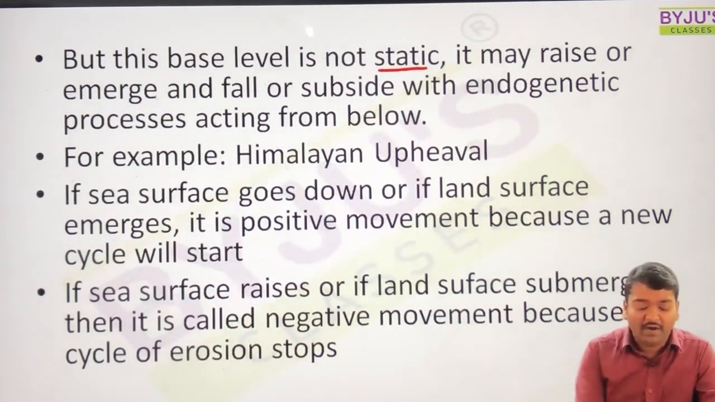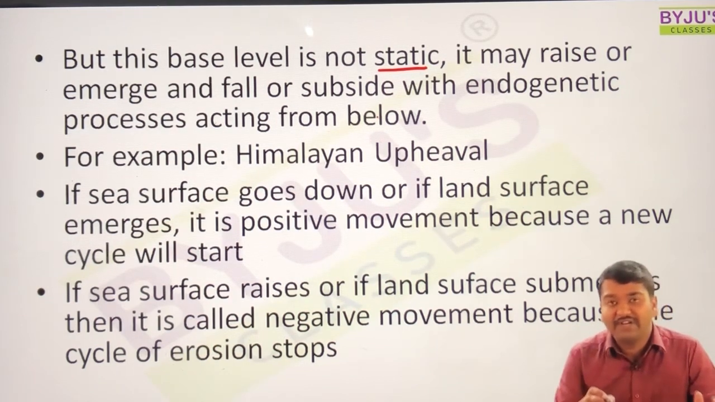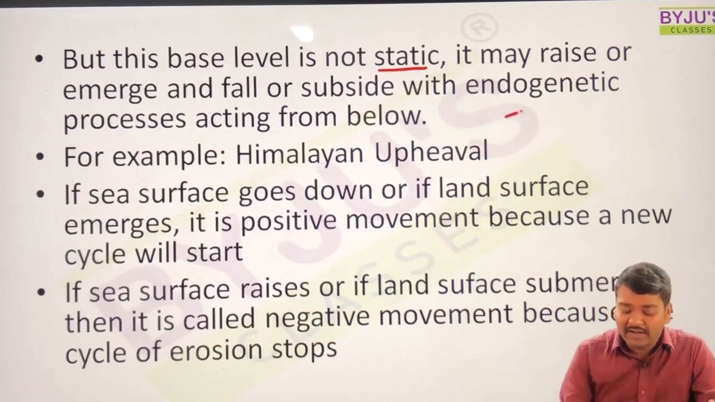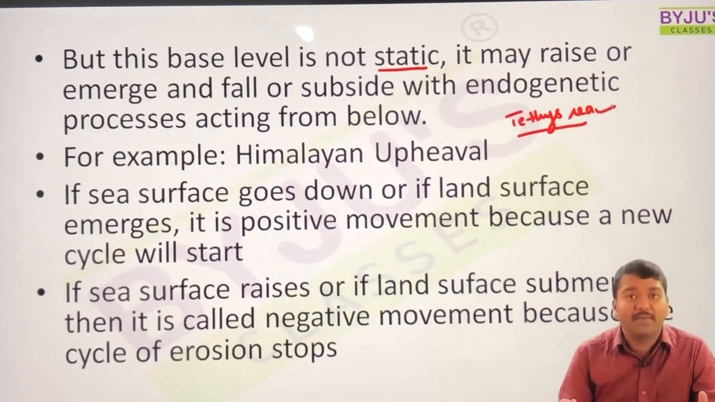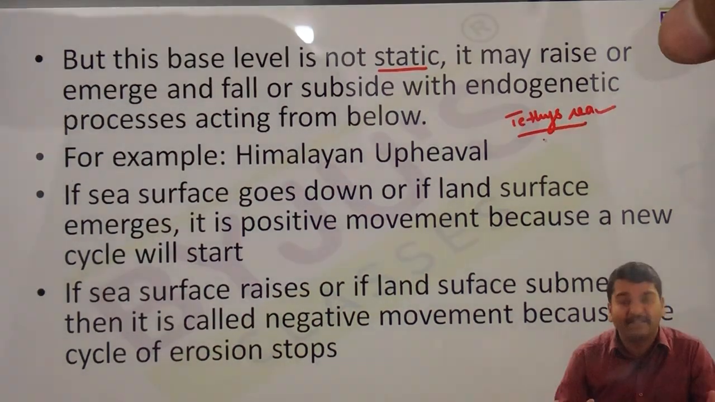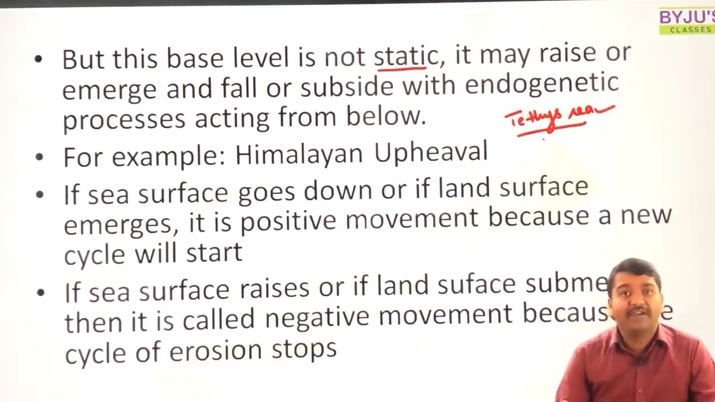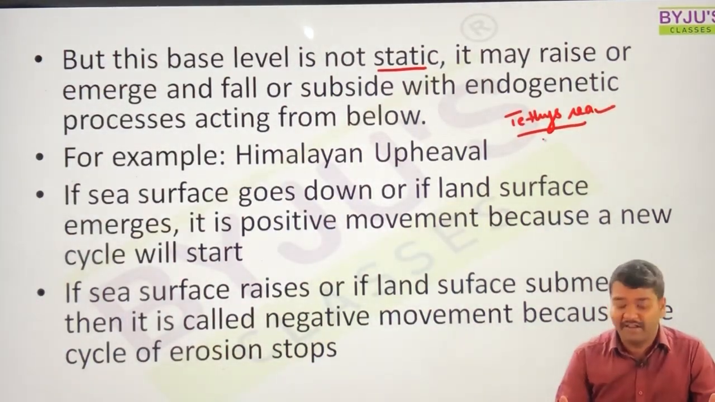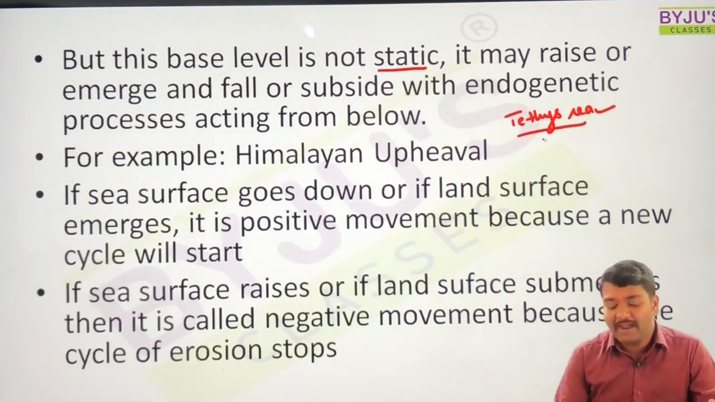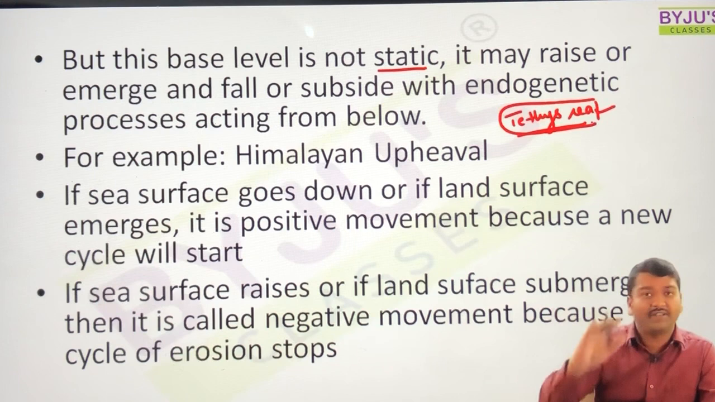But this base level is not static. It may rise or emerge and fall or subside with endogenetic processes acting from below. We have seen diastrophism. We know that earlier you had the Tethys Sea when we were talking about plate tectonics, where we spoke that you had Pangaea, Panthalassa. Pangaea was divided into Angara land and Gondwana land. In between that you got the Tethys Sea. Now what happens? All the rivers which flow will enter into the Tethys Sea.